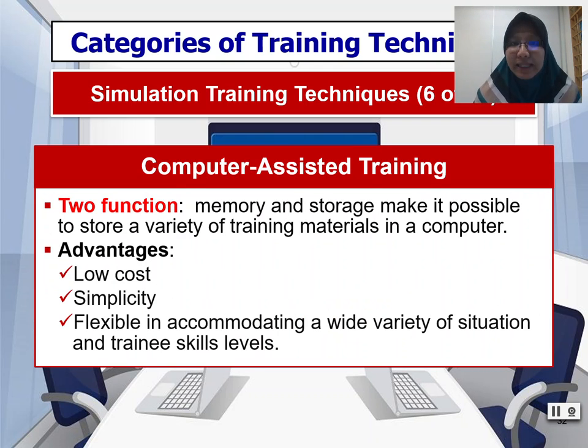The next one, number 6, is what we call the computer assisted training. There are 2 functions. The first one is memory, and the second one is storage. This makes it possible to store a variety of training materials in a computer. So what are the advantages? There are 3 advantages when you are using computer assisted training. The first one is low cost, then simplicity, and lastly it is flexible in accommodating a wide variety of situations and training skill levels. So that is computer assisted training. Okay, next one.